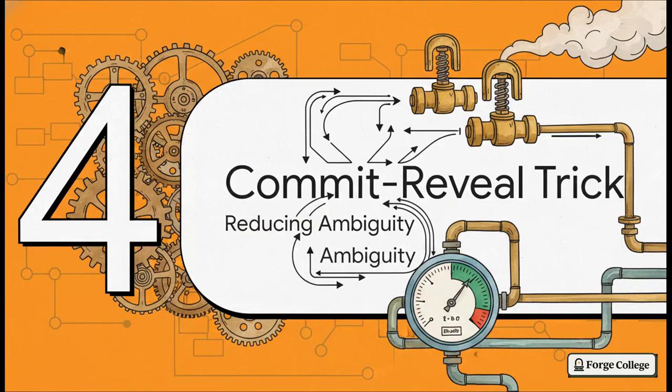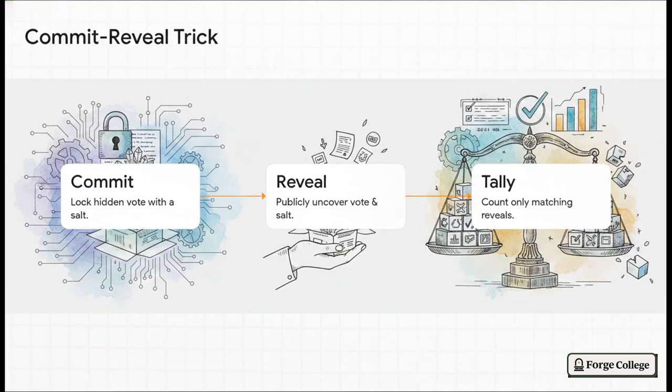Section 4. Coordination, the commit-reveal trick. Okay, here is how you mathematically stop people from cheating in decentralized voting. It's called the commit-reveal protocol. Step 1. Commit. You lock in your hidden vote, combined with a random string of data called a cryptographic salt. You submit this locked box. Step 2. Reveal.